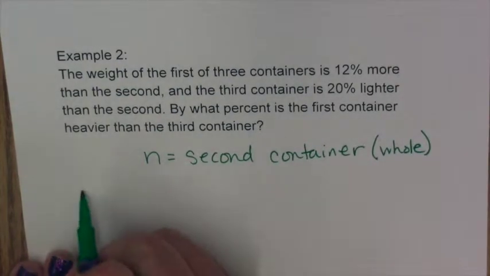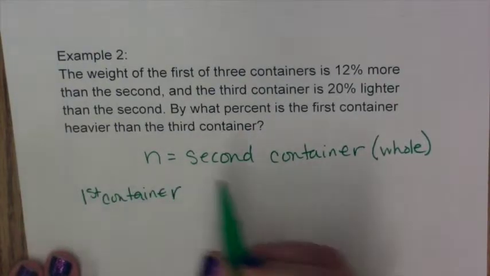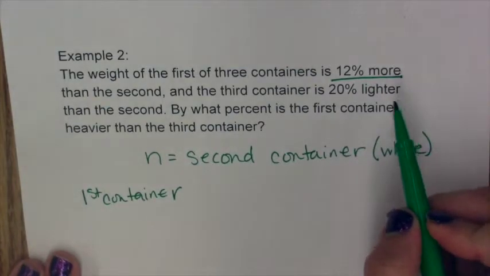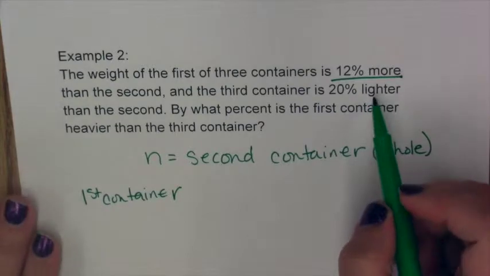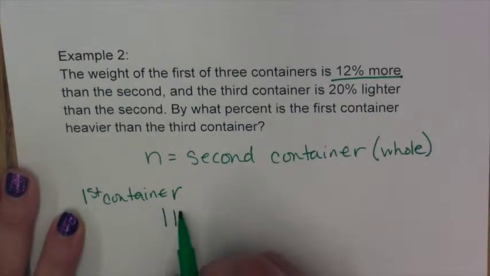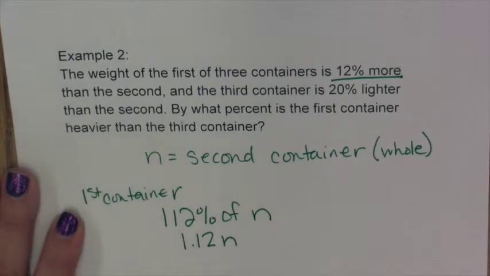All right, so let's talk about our first container. Up here it says it is 12% more. Now we've talked when we have 12% more, that means more than our whole, which is 100%. So this would be 112% of the second container, which if we simplify this down would be, let's change this to a decimal, and then of means to multiply times N.